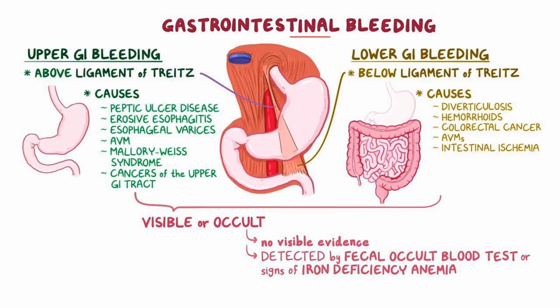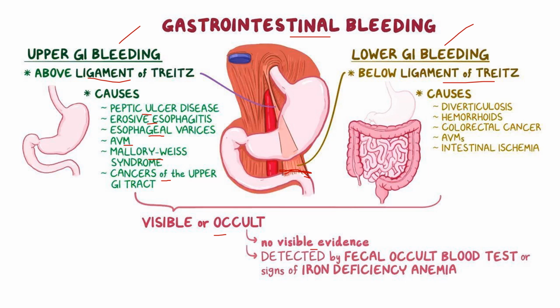So coming back to GI bleeding, there can be upper GI bleeding or lower GI bleeding as discussed. Upper GI bleeding is above the ligament of Treitz, lower GI bleeding is below the ligament of Treitz. So that is the landmark, okay, of upper and lower GI. See, it is attached at the second part of the duodenum. The upper GI bleeding can be due to peptic ulcer disease, erosive esophagitis, esophageal varices, arteriovenous malformation, Mallory-Weiss syndrome, and cancers of the upper GI. It can be visible or occult.